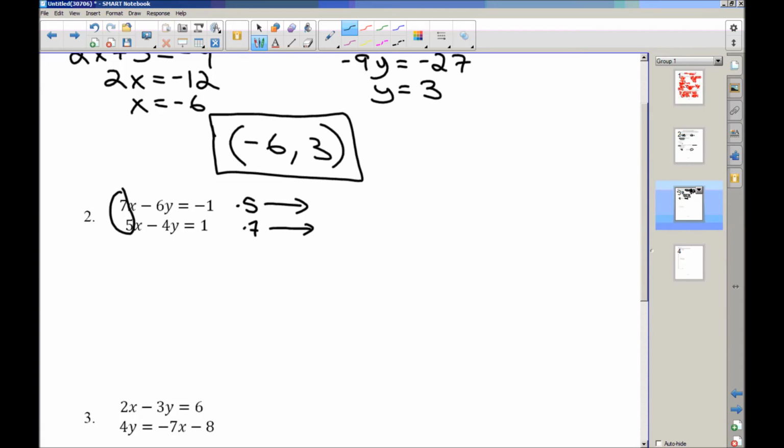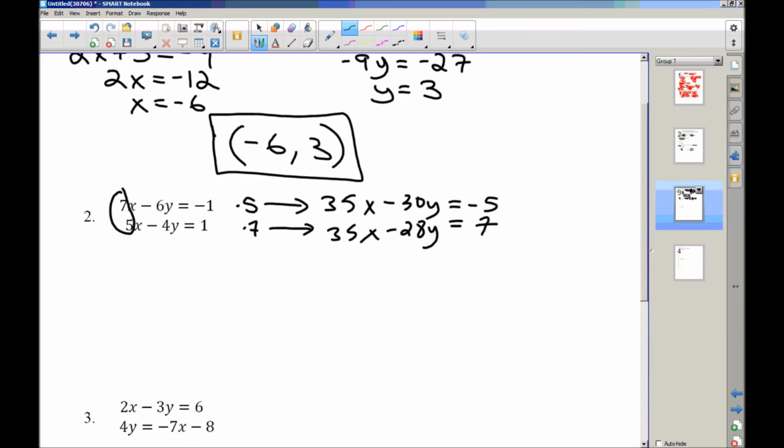I picked these because these are each other's coefficients for the x. So I times the top one by the second one's x coefficient, and I times the second equation by the top one's x coefficient. And this will give me 35x for both the top and bottom one. On the top one, I do 5 times negative 6y, which gives me negative 30y, and 5 times negative 1, which gives me negative 5.